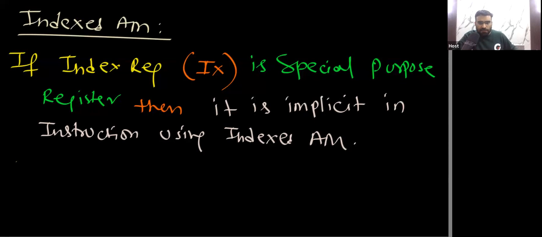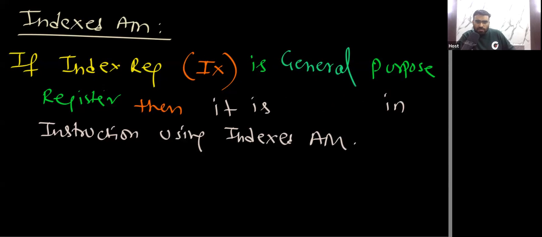And if it is some general purpose register you are using to store the index value, in this situation what do we need to do? Then it must be specified, yes or no? Then it must be specified in the instruction. Correct? We must specify this in the instruction.